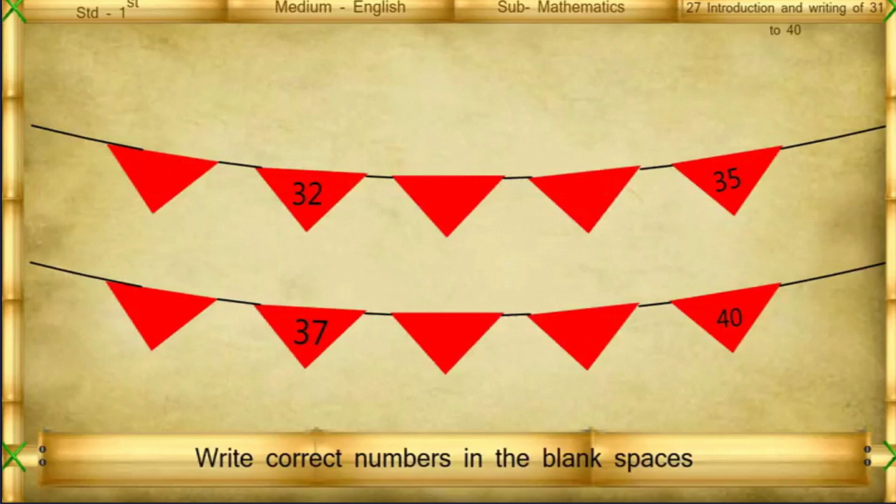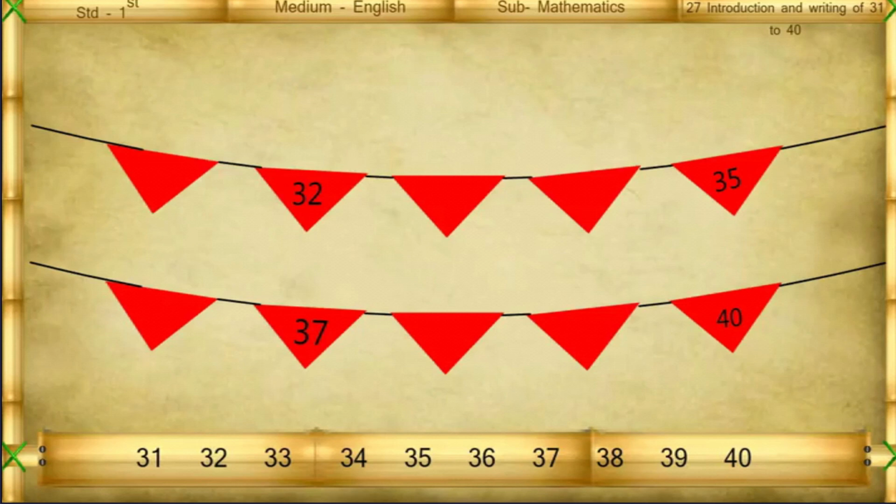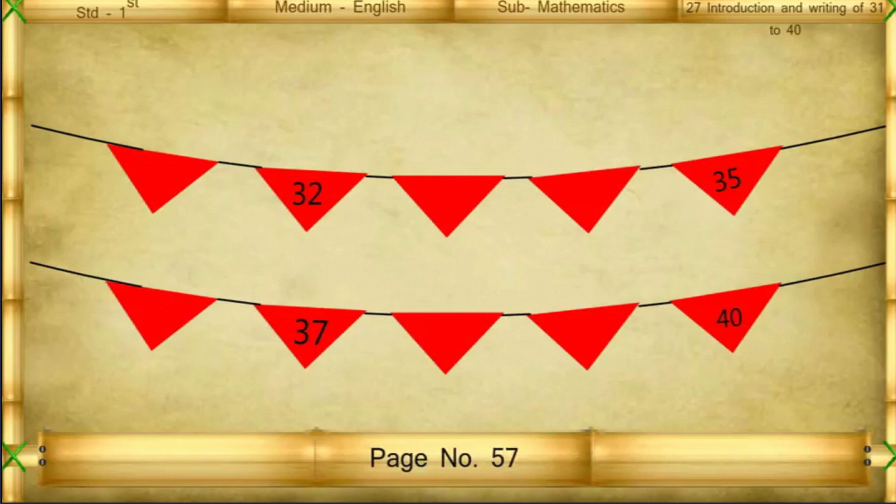Write correct numbers in the blank spaces. 31, 32, 33, 34, 35, 36, 37, 38, 39, 40. Page number 57.